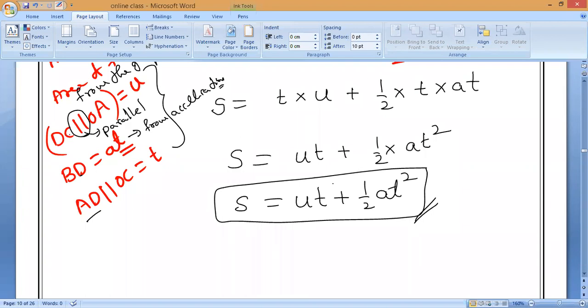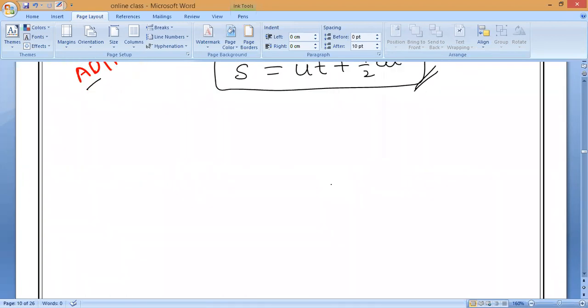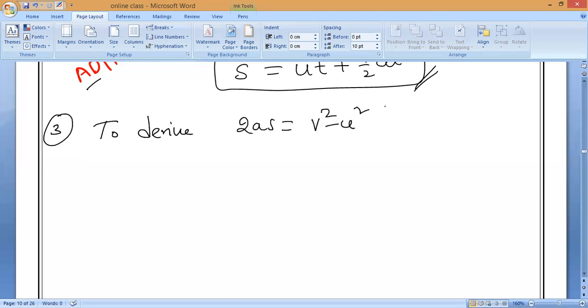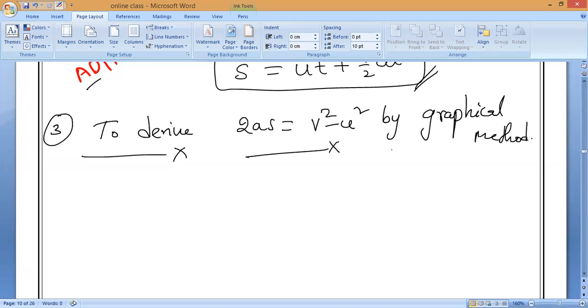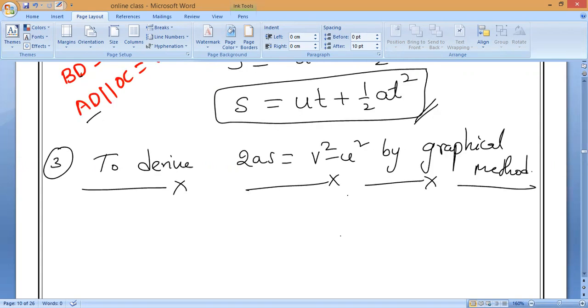That's fine. Now, third equation. What is the third equation? 2as equal to v square minus u square. By which method? Graphical method. Shall we start? Now, after this, you all need to solve. Even from yesterday, you should have started solving graphical method questions. I don't think you all started, but you have to start. Now, to derive 2as equal to v square minus u square by the graphical method. Clear?